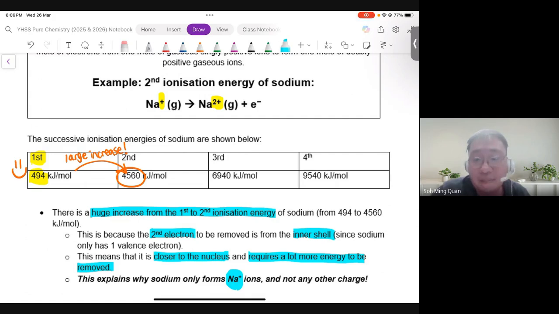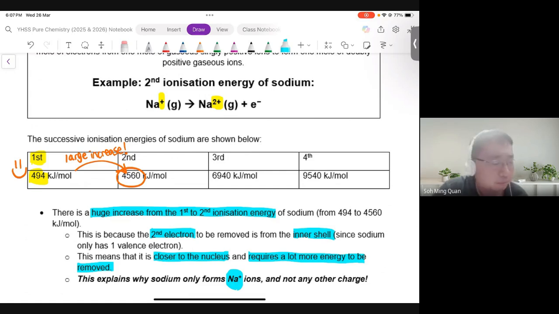Sodium only forms Na+ because it's so much harder, so much more energy, to form Na2+. Because the second electron is already in the inner shell. You need so much more energy in order to form it.